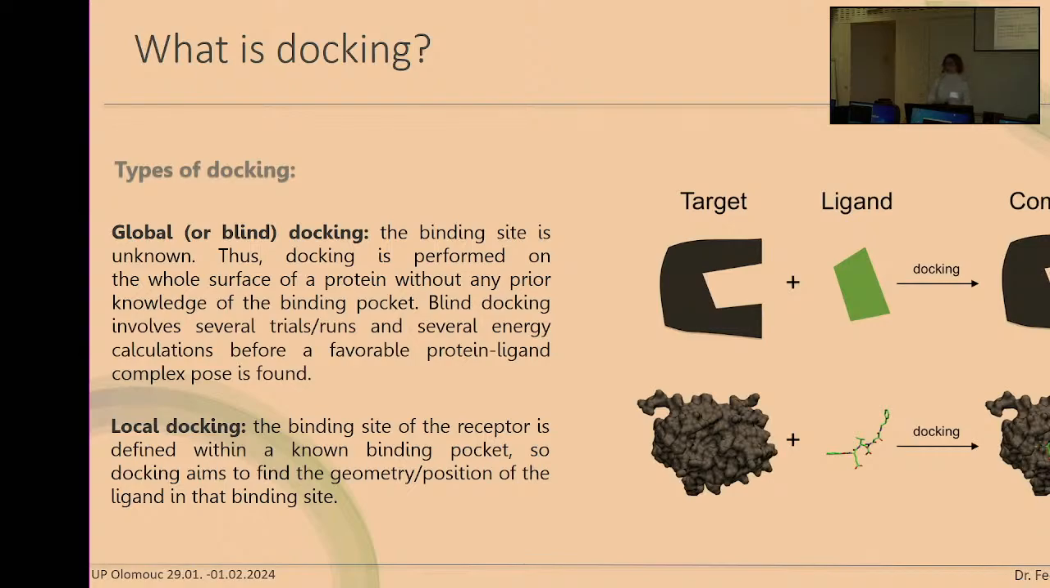Then we have local docking. Most docking approaches are local because we know exactly the shape of the binding site, we know exactly the cavity, so we can just consider the cavity to be targeted by the ligand in the docking. Okay, so in this case, the aim of local docking is to predict, to find the geometry and also the position of the ligand in that binding site.